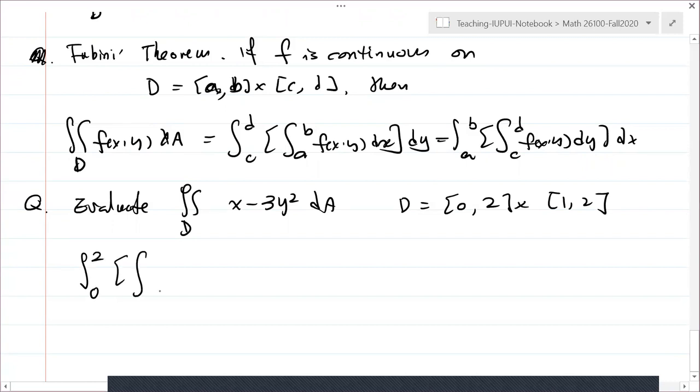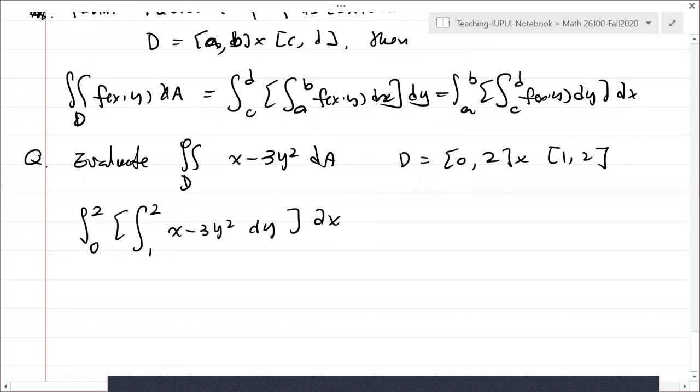So by Fubini's theorem, let's look at the first one, where x is from 0 to 2 and y is from 1 to 2, so this should be y first, and then dx. Let's evaluate this iterative integral first. This is an integral with respect to the y variable, so x is a constant. The partial antiderivative of this with respect to y is going to be this. Okay, evaluate at these two endpoints.